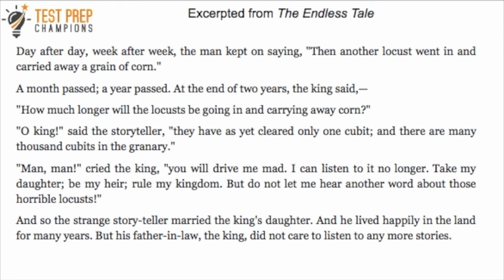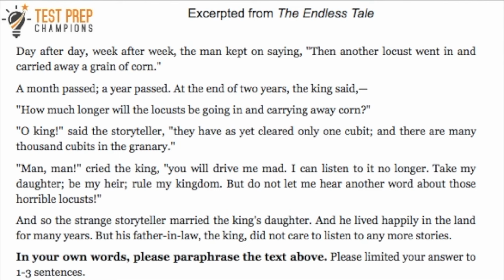And so the strange storyteller married the king's daughter, and he lived happily in the land for many years. But his father-in-law, the king, did not care to listen to any more stories.